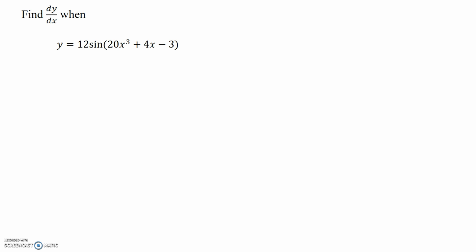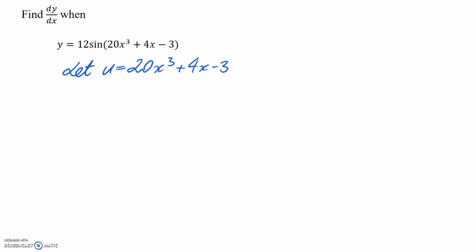If we're using the chain rule, we need to introduce a new variable for the complicated part of our equation. In this case, we're going to let this 20x cubed plus 4x minus 3 equal our new variable, and often people use u for whatever reason. So let's go with that. Sorry, plus 4x, take 3.